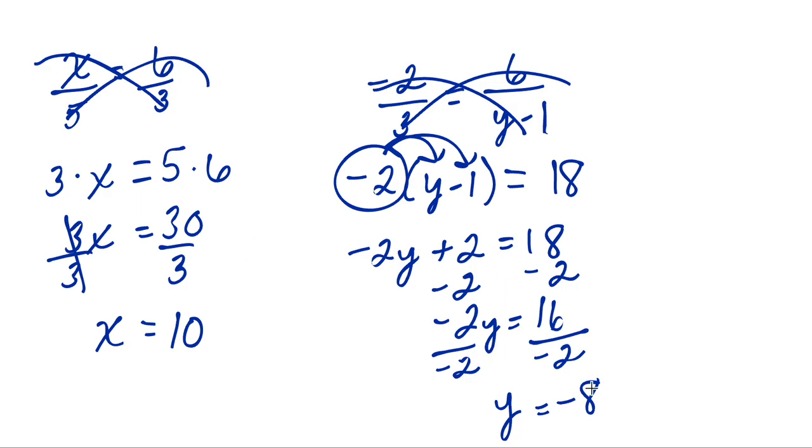If I wanted to look here, if I plugged in negative 8 for y, negative 8 minus 1 is negative 9. Well, if I reduced 6 over negative 9, I would get the reduced fraction form negative 2/3, which means I did it correctly.